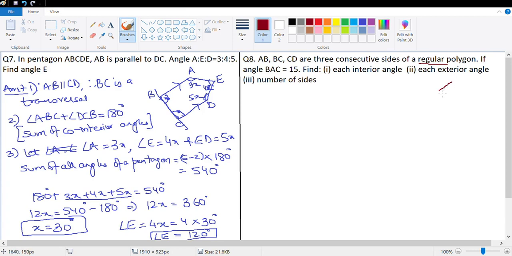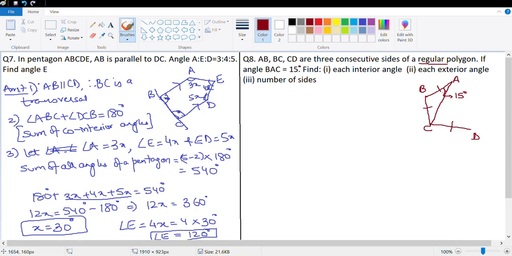So this is AB, this is BC, this is CD. How many sides? We don't know, but I have just drawn a rough diagram. Sides AB, BC and CD are three consecutive sides of a regular polygon, which means AB, BC and CD are equal. Done. Angle BAC, so let me just join A and C, is equal to 15 degree. So then we need to find each interior angle.